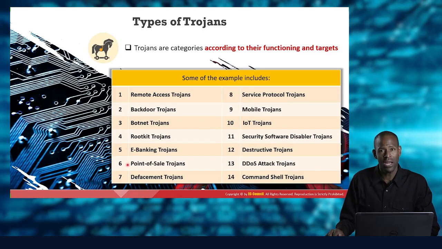Point of sales usually going to be on a cash register. And really, these days, a cash register is just a PC running a point of sale application. And defacement, they change your system, they change websites, they do graphical changes to a system. And then we have service protocol and mobile for your phone and IoT Trojans, and software disabler Trojans that'll take down your anti-malware, antivirus software, destructive Trojans that destroy data, delete things, crash your system, DDoS attack Trojans, again, making you part of that botnet, and then command shell Trojans, which gives the attacker the ability to get a shell, which would be a command prompt or a terminal onto a system so they can control part of the application, part of the operating system.